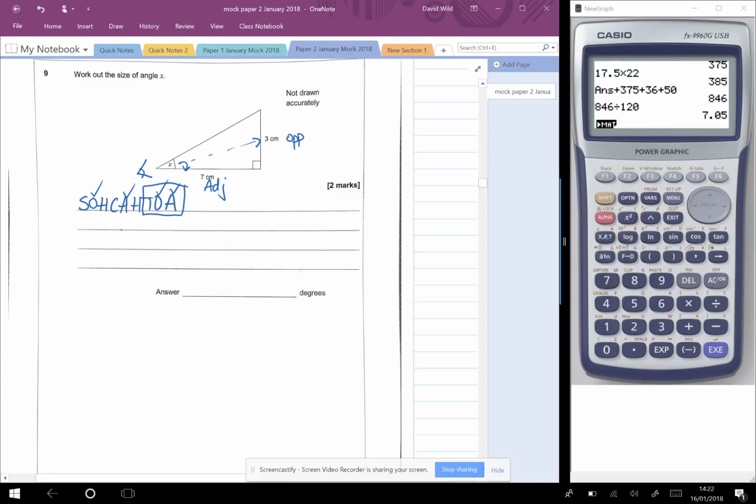This stands for the tangent of the angle is equal to opposite over adjacent. We should never write tan on its own. Tan doesn't mean anything on its own unless you've got an angle here. So how do I work out x? We do the inverse tangent.